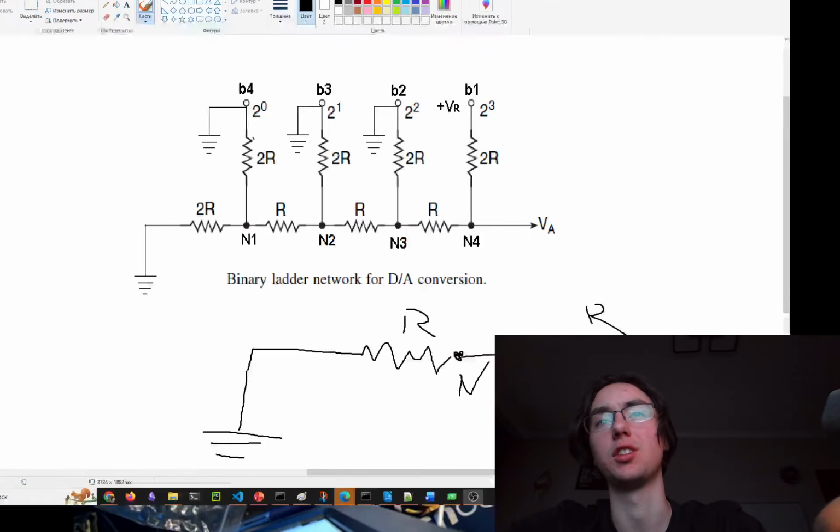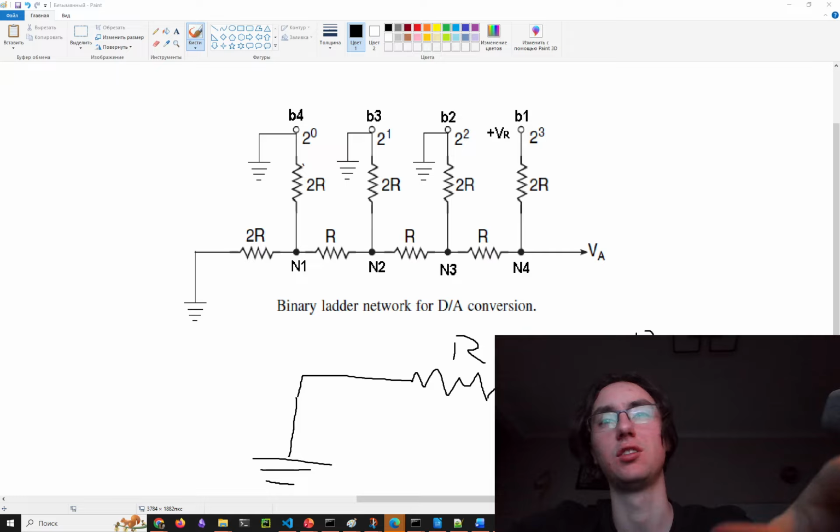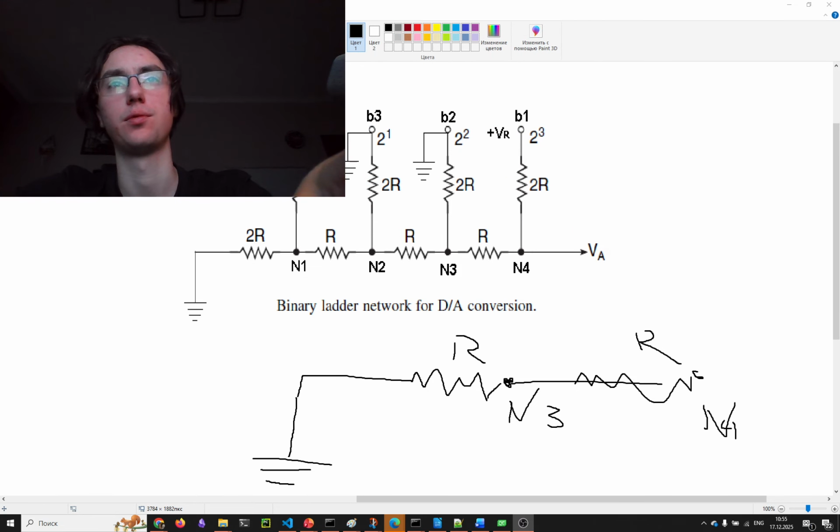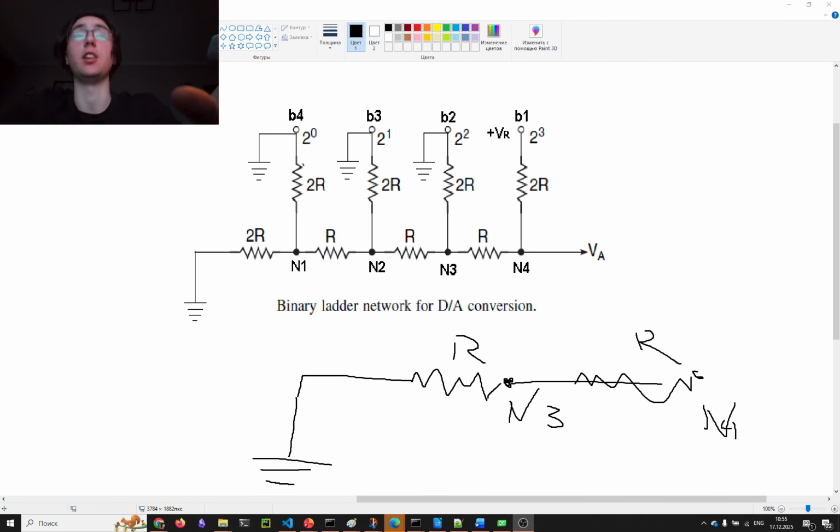Oh, I probably can't see, by the way. You probably can't see. One moment, guys. I'm just gonna quickly move my camera here, for example. Yep. So here's the N4.